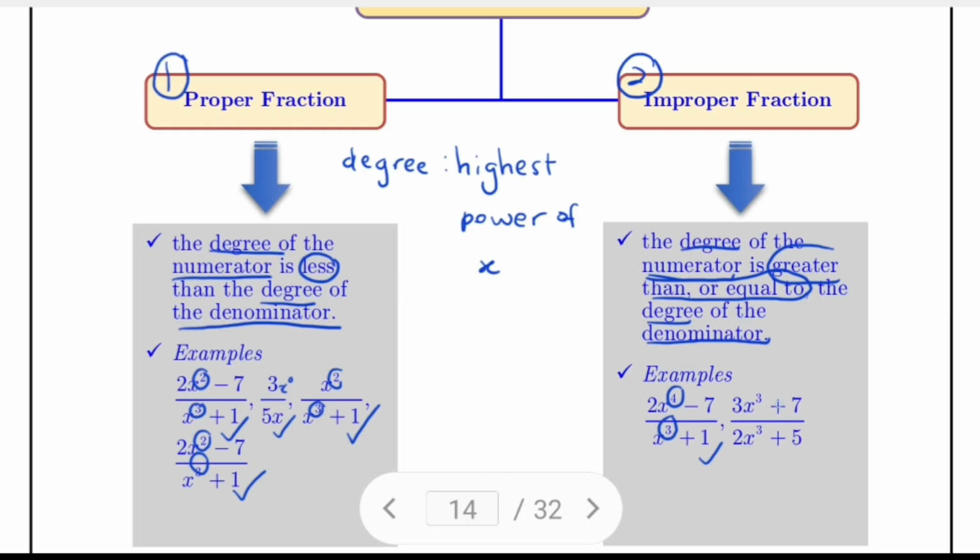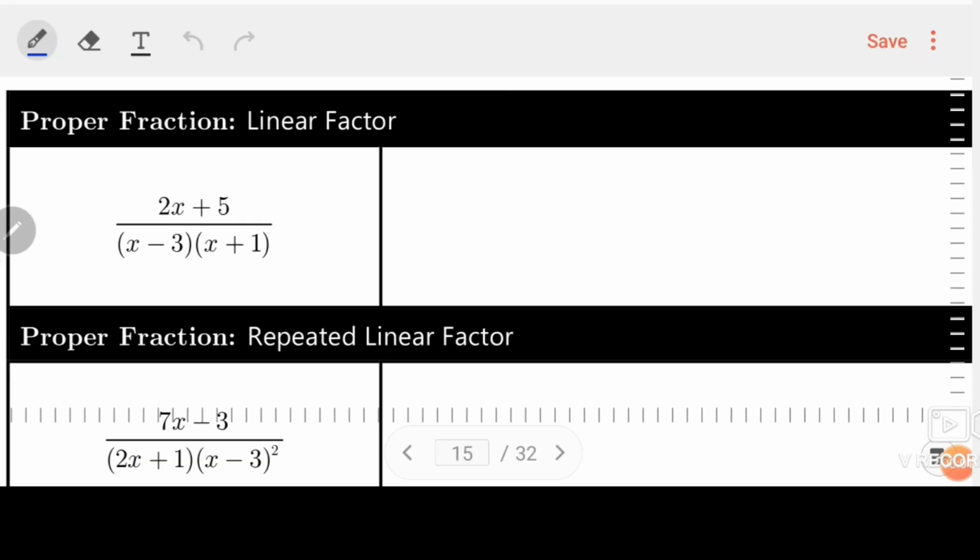In the second example, we have 3x cubed plus 7, so the degree is 3, over 2x cubed plus 5, so the degree is also 3. If you can see here, the degree in the numerator is equal to the degree in the denominator. So this is also an improper fraction. So the first thing, if you want to decompose a fraction into partial fractions, we have to identify if the fraction is a proper or improper fraction.